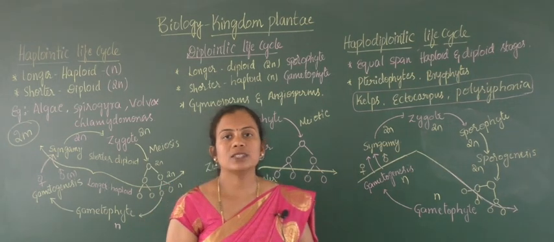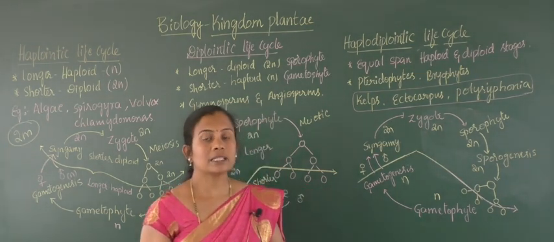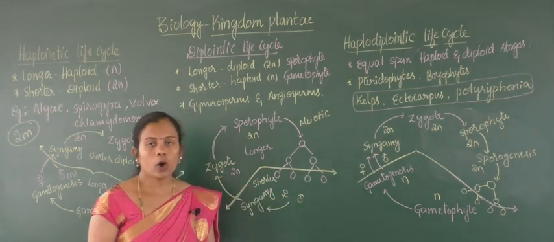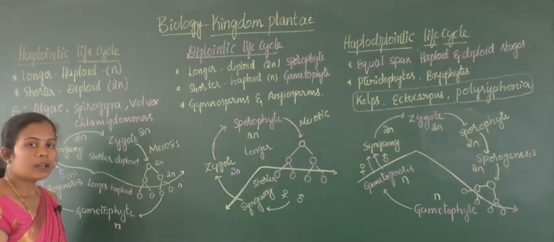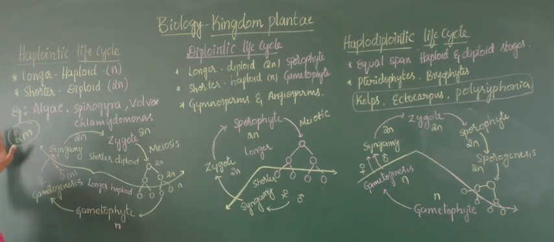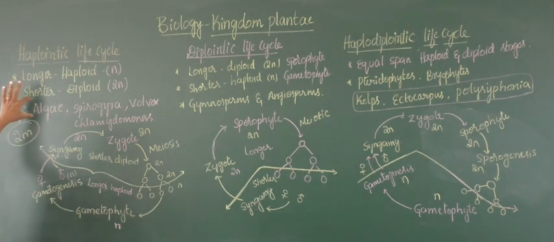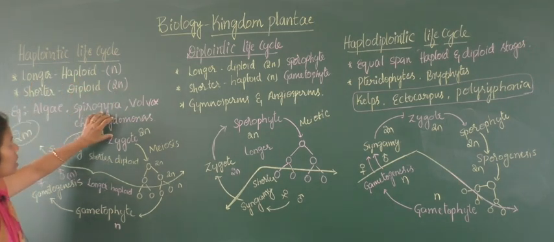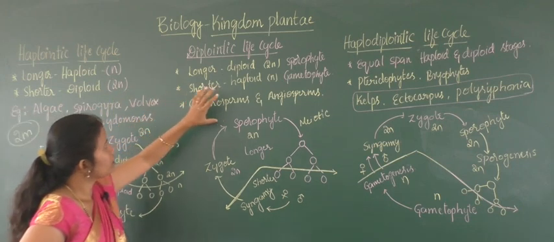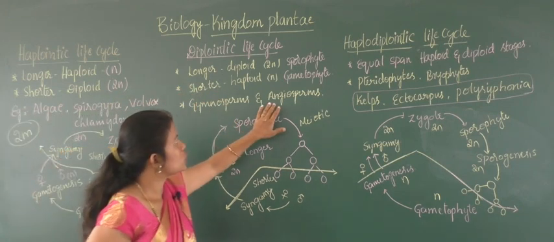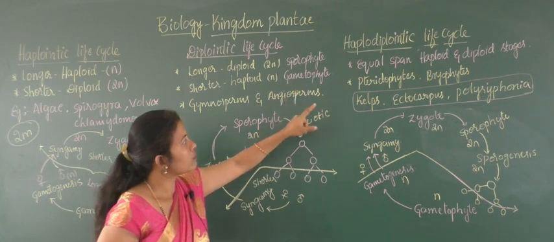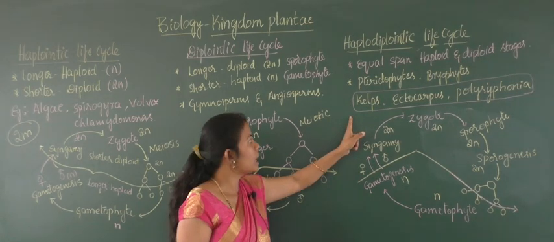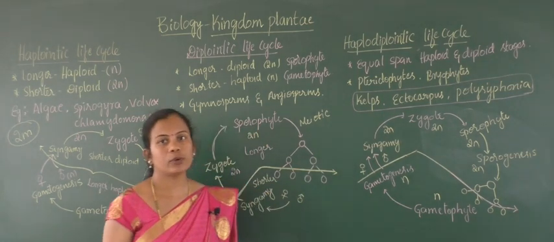And this will be asked in CET regarding examples for the haplodiplontic type of life cycle. I hope you all understood the life cycles in detail. Haplontic life cycle, algae examples: Spirogyra, Volvox and Chlamydomonas. And diplontic life cycle: all gymnosperms and angiosperms. And haplodiplontic life cycle: pteridophytes and bryophytes, along with some algae like kelps, Ectocarpus and Polysiphonia.